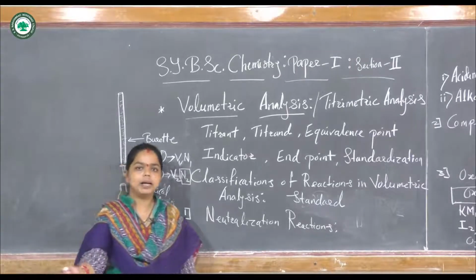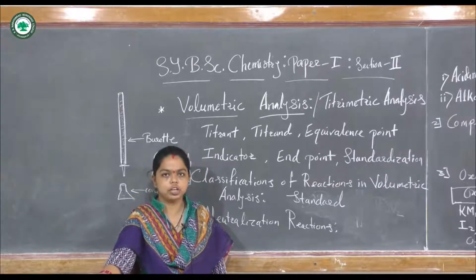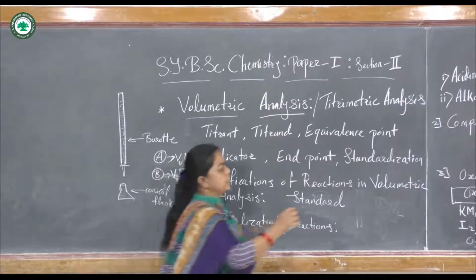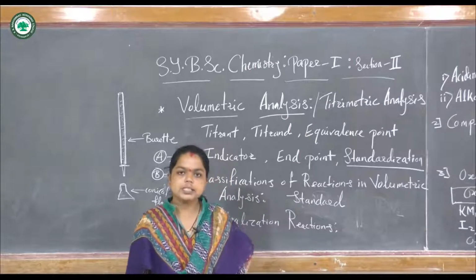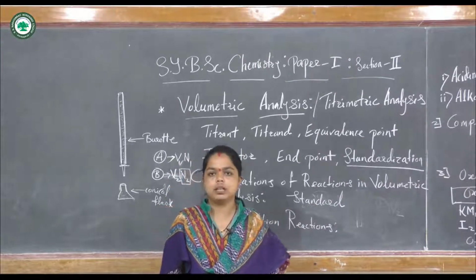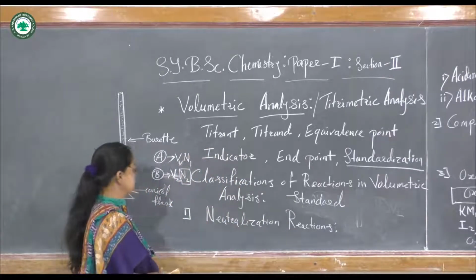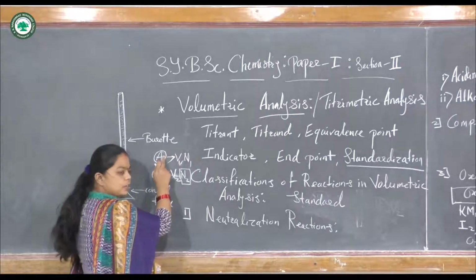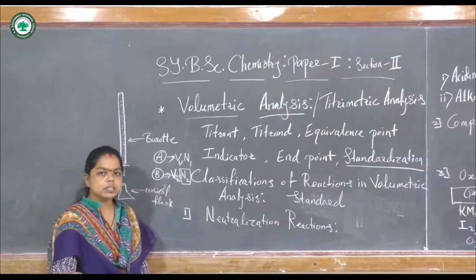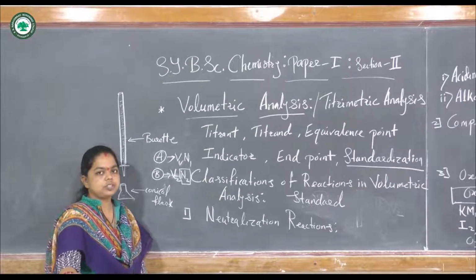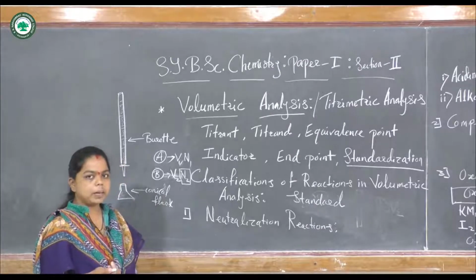And the process of determining the exact concentration of the given sample by titration is called standardization. Now in this case, A is the standard solution whose volume and concentration are known, and B is the compound or the sample whose volume is known but the concentration is not known. So this is the sample whose concentration we are going to determine by titration.